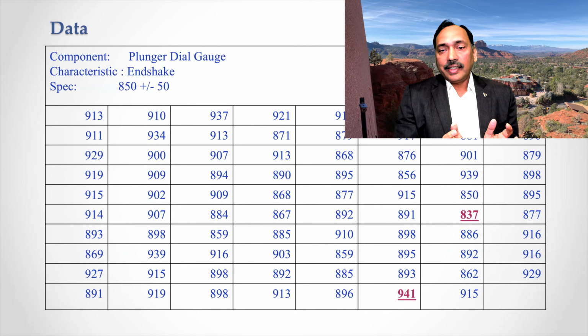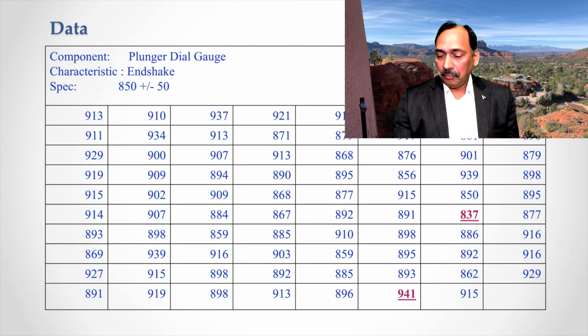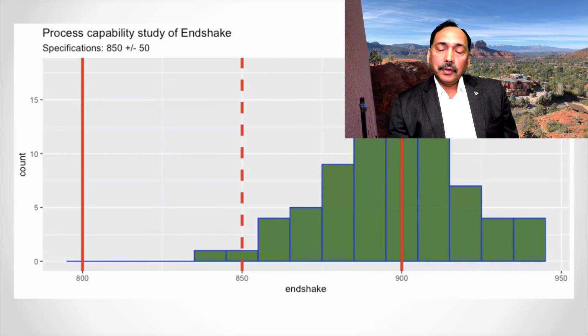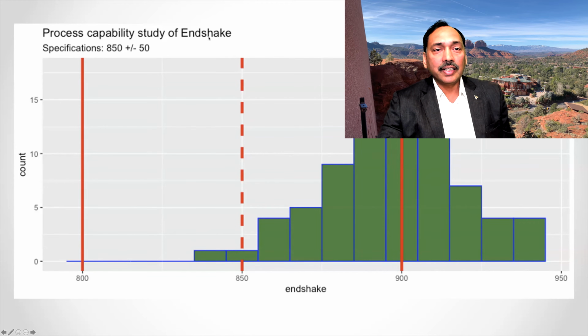But if we take the same data and make a very simple histogram, like this is a univariate situation, one variable, and a histogram is an appropriate method for that. And if we not only make a histogram but also include the other information, you can see it has a title which doesn't say that this is just a histogram, but it says what it is: process capability study of end shake.